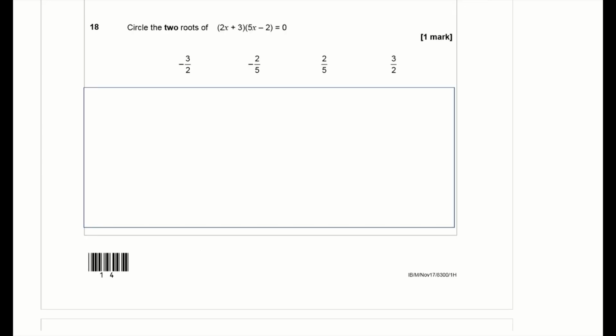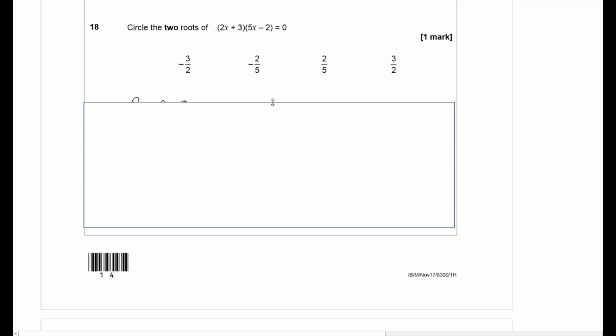Question 18. Circle the 2 roots of (2x + 3)(5x - 2) = 0. Now, when roots are mentioned in this context, they're the same as thinking about what are the solutions. So we're really being asked to actually solve this particular equation. Now, overall, this would be a quadratic, and one of the ways of solving a quadratic would be to set it equal to 0 and then factorize it. Well, all this has already been done, so all we need to do now is process the information of the terms inside the brackets and then find out what the two solutions are.